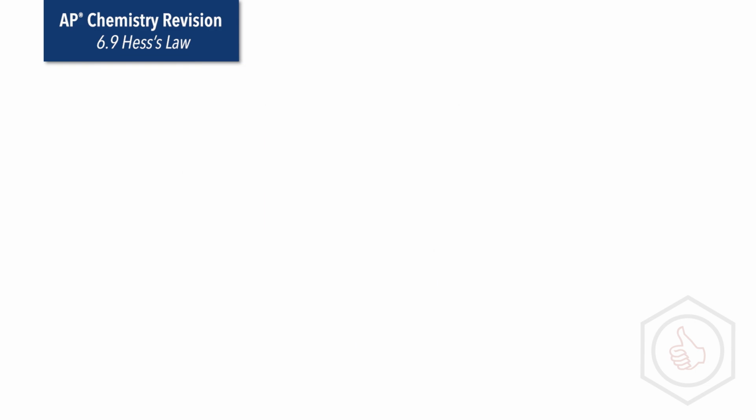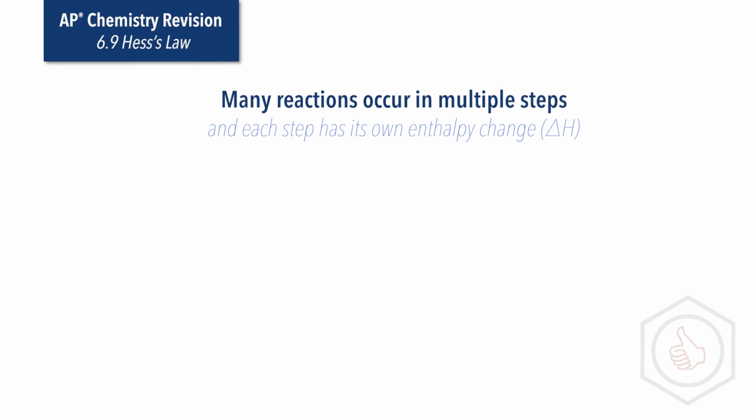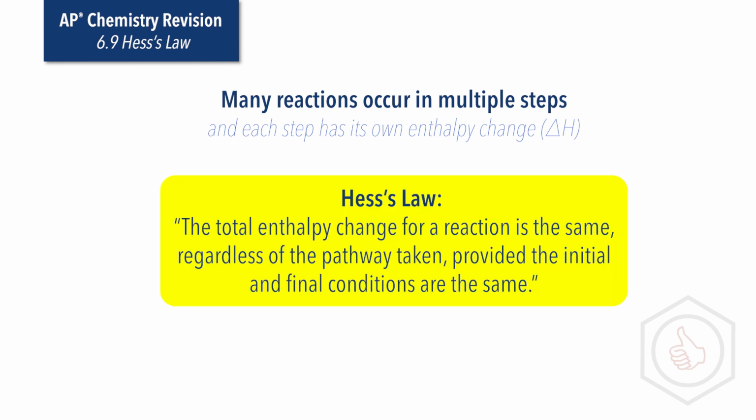Many chemical and physical processes occur in multiple steps, with each step having its own enthalpy change. Hess's law states the total enthalpy change for a reaction is the same, regardless of the pathway taken, provided the initial and final conditions are the same. This means we can calculate the overall enthalpy change of a reaction by adding the enthalpy changes of individual steps together. Hess's law is a consequence of the first law of thermodynamics: energy cannot be created or destroyed. The total energy change only depends on the initial and final states, not how the reaction gets there.